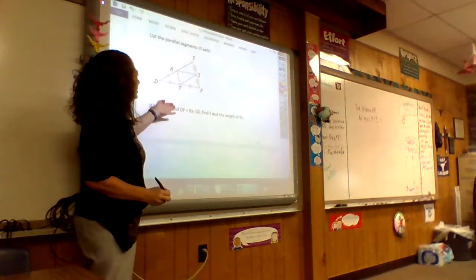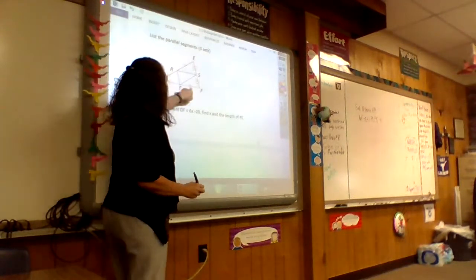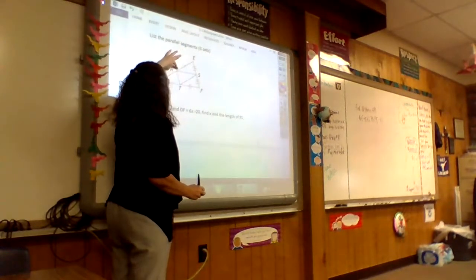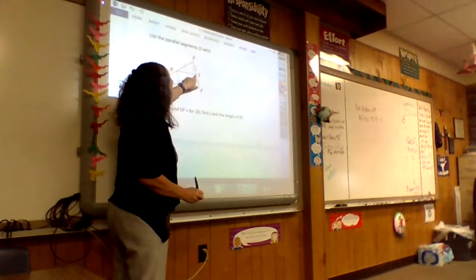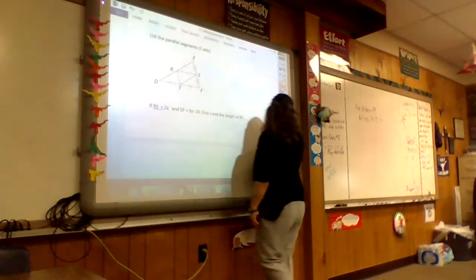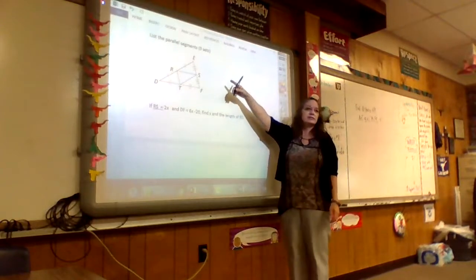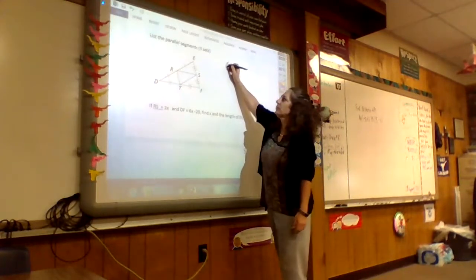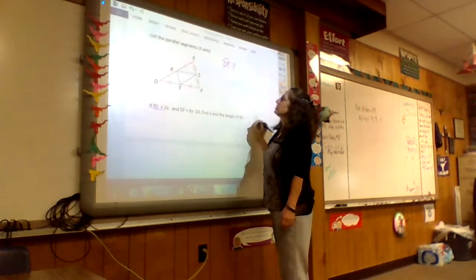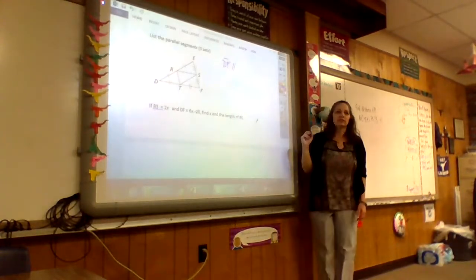These are mid-segments. You can tell because this side was cut in half here at point T is a midpoint. This is cut in half, point R is a midpoint. This is cut in half, point S is a midpoint. So you've got 3 mid-segments. According to that, it wants us to list all the parallel segments. So if I pick the base DF, Skylar, which mid-segment is parallel to DF?